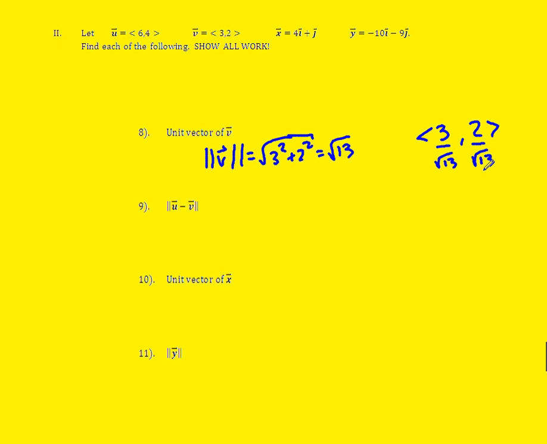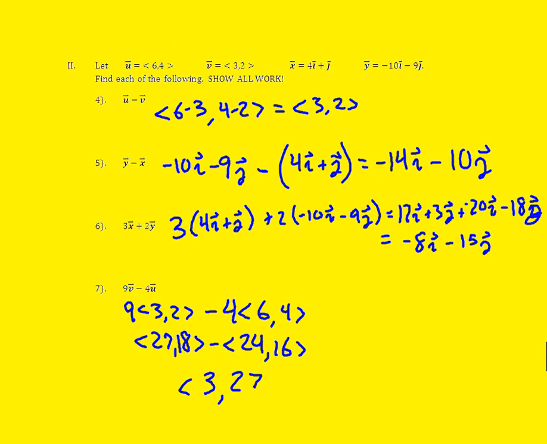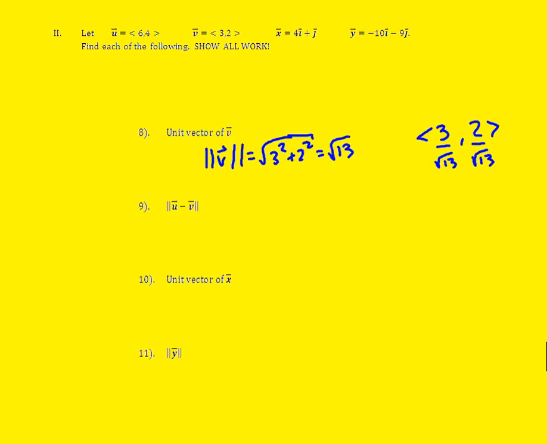All right, the length of u minus v. Well, we found u minus v in the first problem in this section right here. U minus v was 3 comma 2. So this is the same as the length of the vector 3, 2. So as we do this, we need to go and do the same exact thing. Well, we kind of just did it in this one. It's the exact same vector, 3, 2. So that means that the length of this is, again, square root of 13. All right, next one, the unit vector of x. That means, again, we need to do the length of vector x.